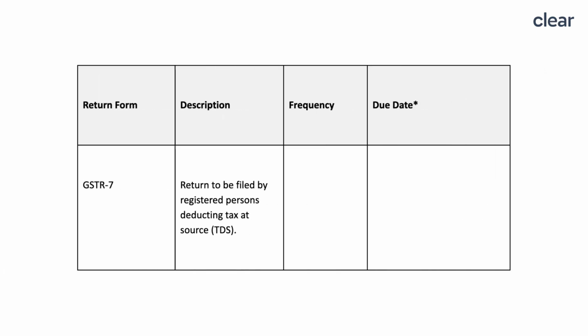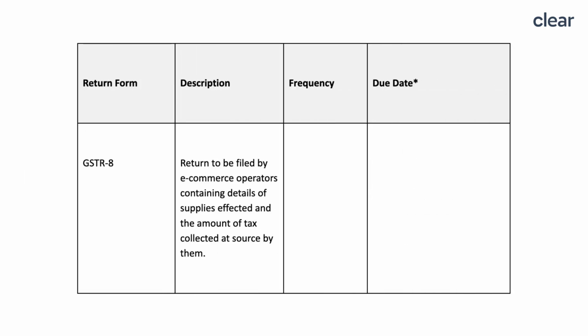Now comes the returns to be filed by taxpayers deducting or collecting tax at source. Let us find out more about them. For taxpayers deducting tax at source or TDS, the return to be filed is Form GSTR7. The frequency of filing is monthly and the due date is 10th of the succeeding month.